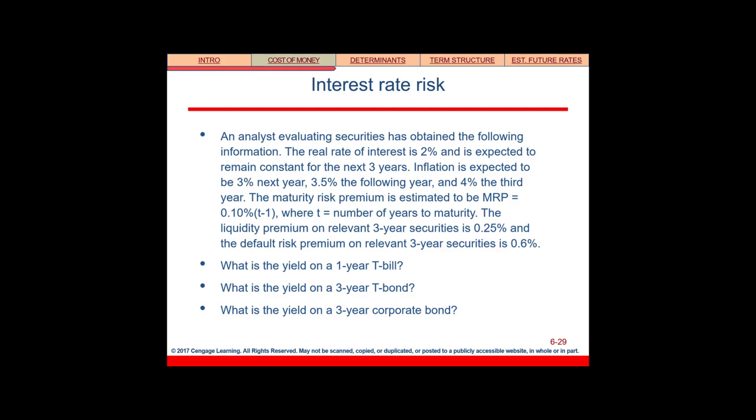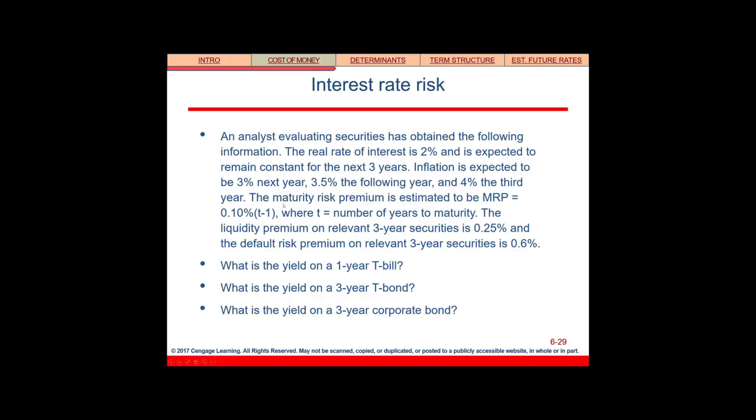So let's first have a look at this question. It says an analyst evaluating securities has obtained the following information. The real rate of interest is 2%. So this is R star, right? And it is expected to remain constant for the next 3 years, meaning this R star doesn't change at least in the next 3 years. And then inflation is expected to be 3% next year, 3.5% the following year, and 4% the third year. So these are the inflation rates in the next 3 years.